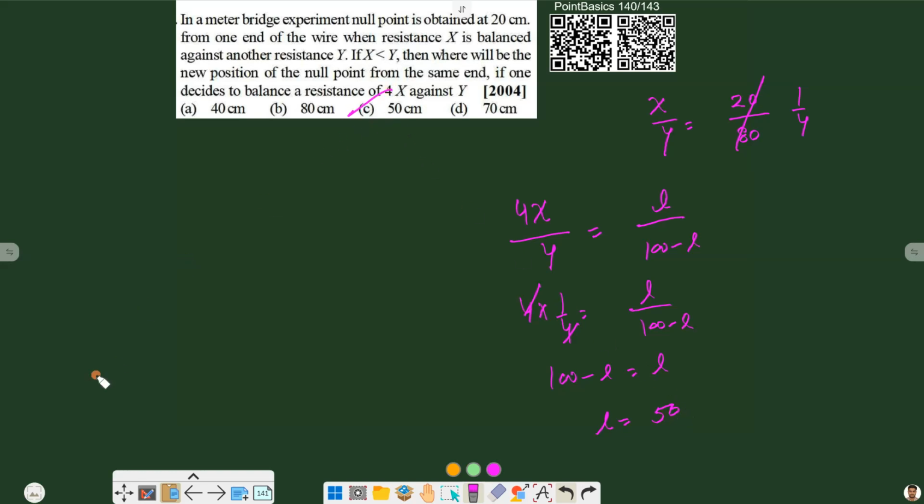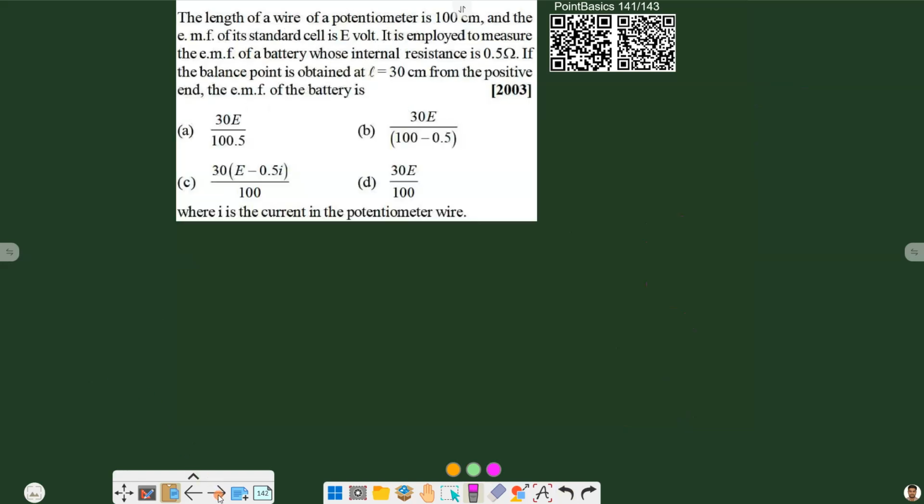right answer. Next one. The length of a wire of a potentiometer is 100 centimeter and the EMF of its standard cell is E volt. It is employed to measure the EMF of a battery of internal resistance 0.5 ohm. If the balance point is L is equal to 30 centimeter from the positive end, the EMF of the battery will be. So battery EMF we have to find out.